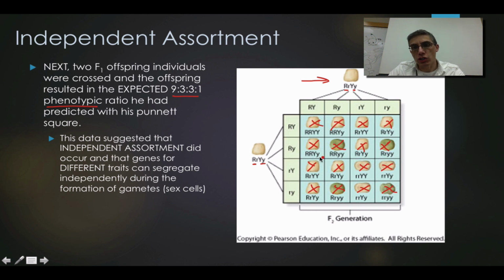So we're not talking about the genotype arrangement here, we're talking about what you actually will see. What would be the phenotypic result? So based on this ratio and the data that he looked at, he noticed that this data actually suggested that independent assortment actually did occur. So what that means is that each of these different alleles, each of these different traits or genes actually segregated independently during the formation of the gametes or the sex cells, basically meaning that there was no influence of one over the other.